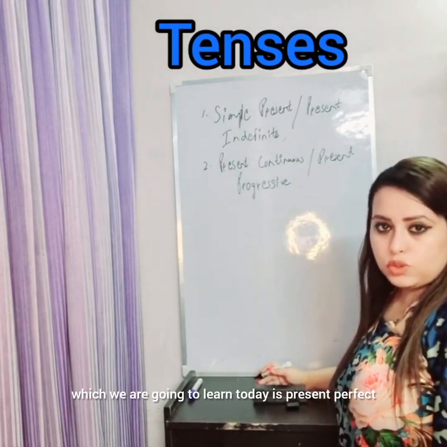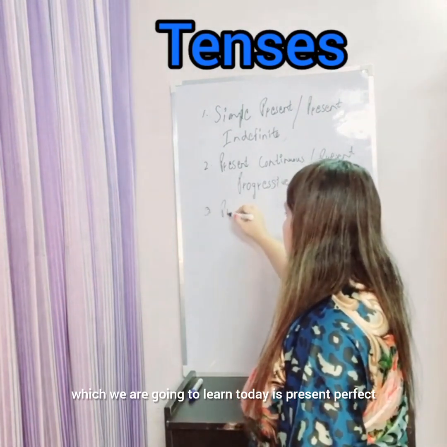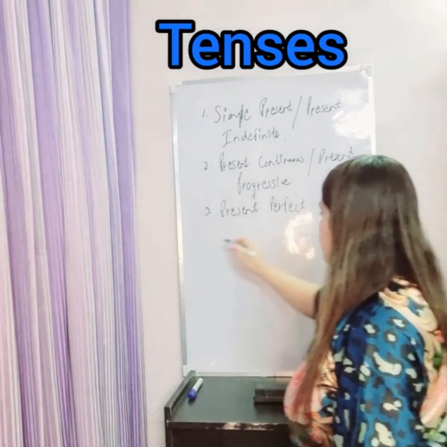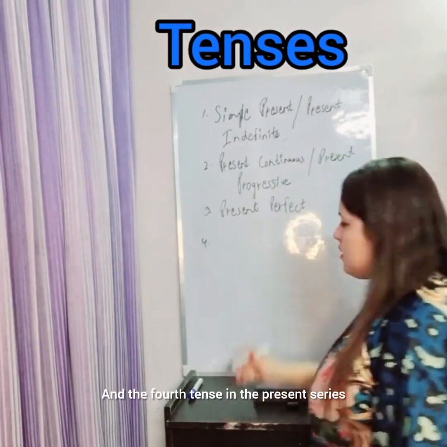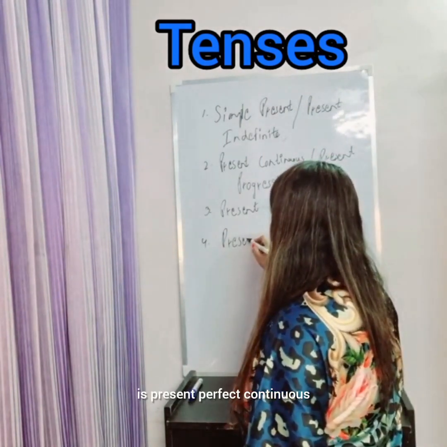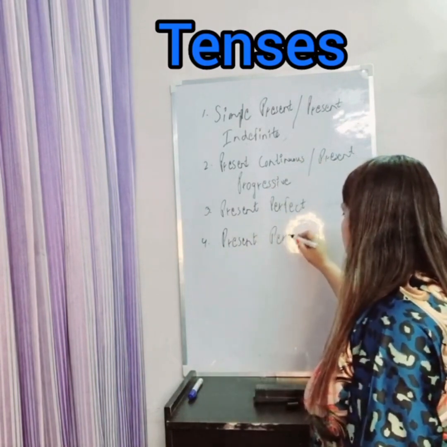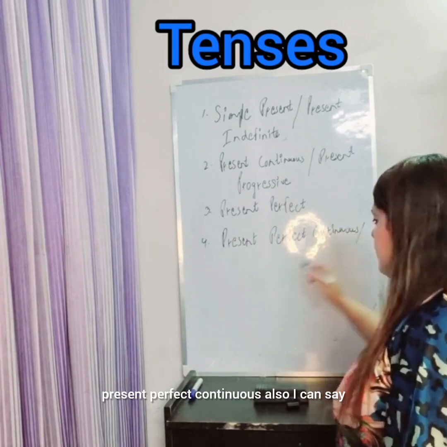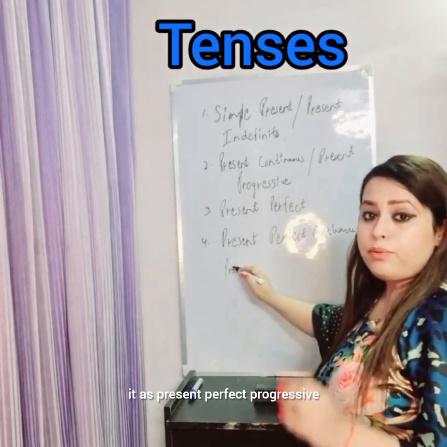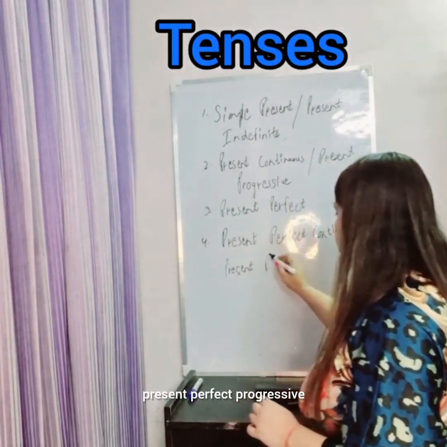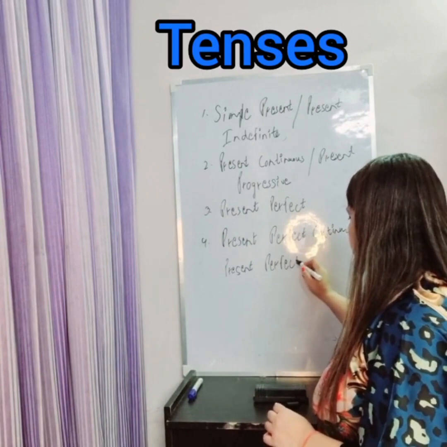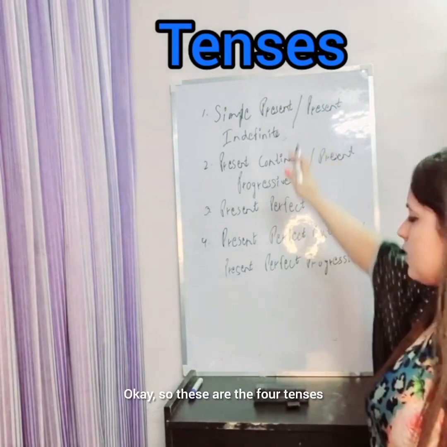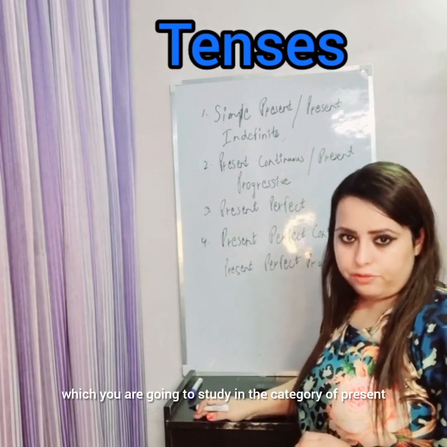Now the third tense is present perfect. And the fourth tense in the present series is present perfect continuous. Also, I can say it as present perfect progressive. Okay, so these are the four tenses which you are going to study in the category of present.